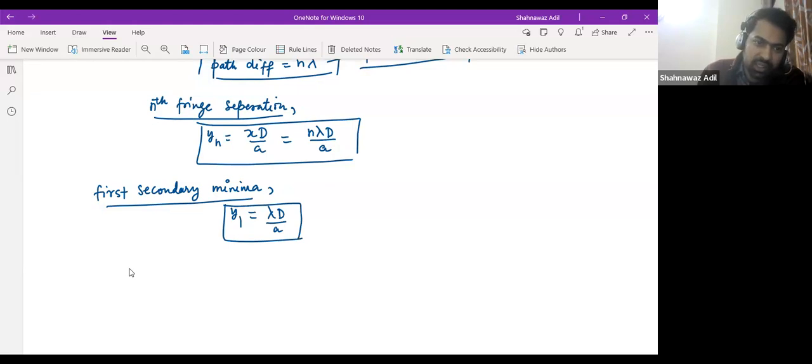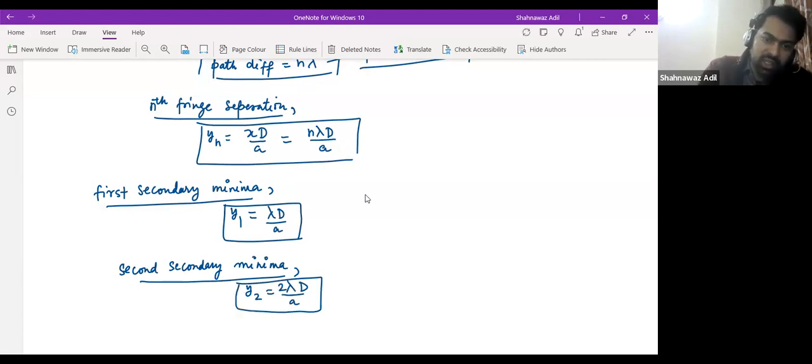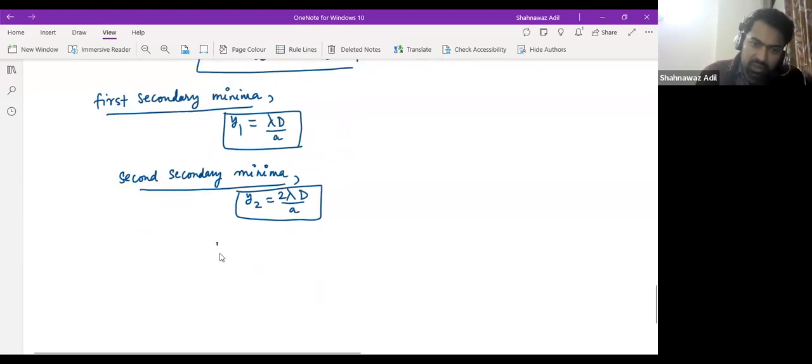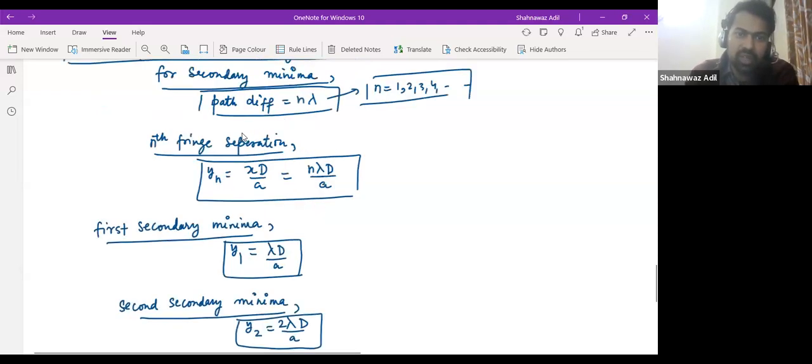And then the second secondary minima, that would be y2, which is 2 lambda d by a. So that is the second, and we can also calculate the third one. The third one would be 3 lambda d by a, and so on. So this is the position of the first, second, and all these secondary minima.